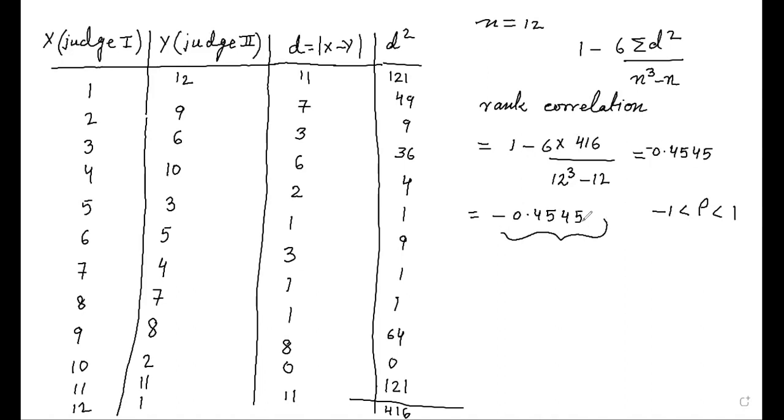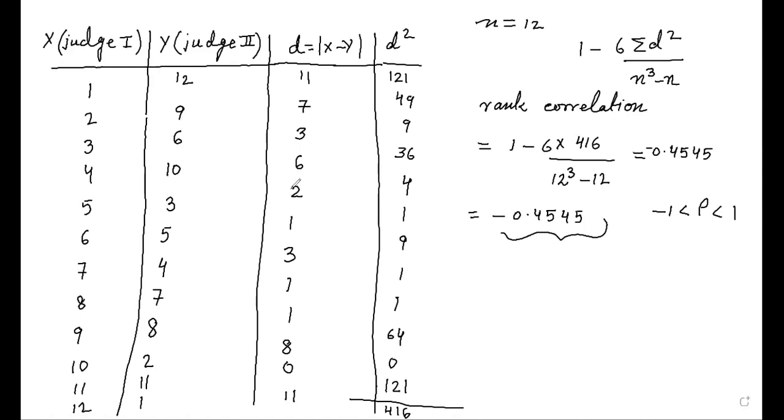So what will be our interpretation? Since the two judges are negatively correlated, we can interpret that if the rank given by judge 1 is higher for a particular candidate, then for that candidate the rank given by judge 2 will tend to be lower. That means they have some opposition in their judgment.